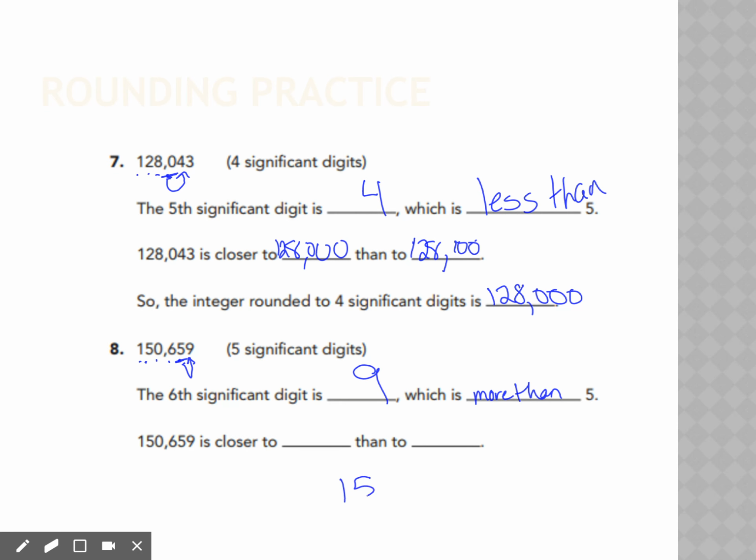So I'm rewriting 150,660, and that last one becomes a 0. So 150,659 is closer to 150,660 than it is to 150,650, which would have been the result if we left that alone.